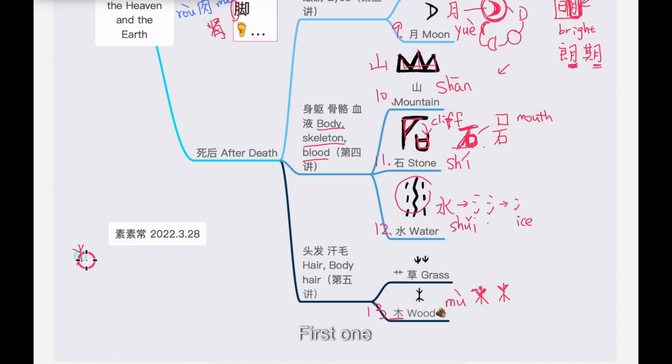First one, we have this 木 and we have a little mark on the bottom of this tree. And we draw it like this, a little horizontal stroke. This word called 本.